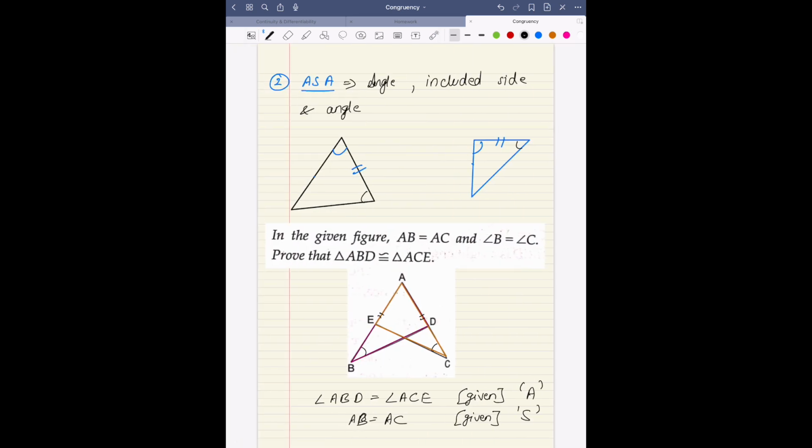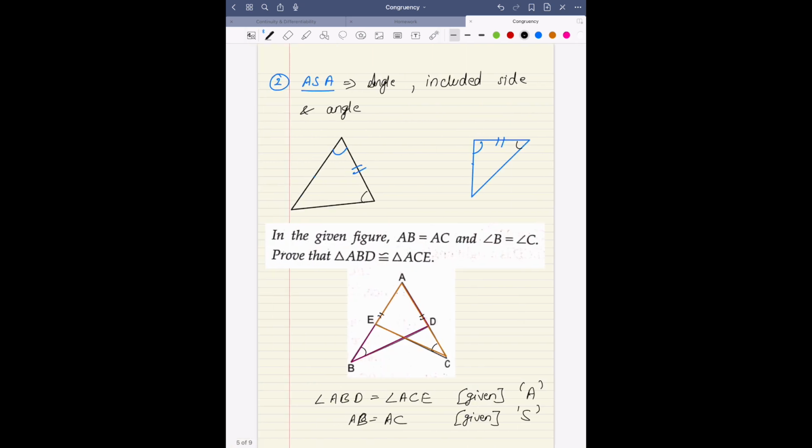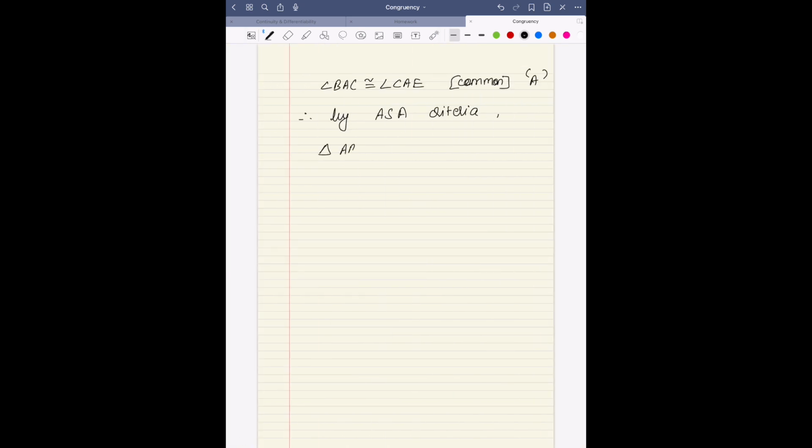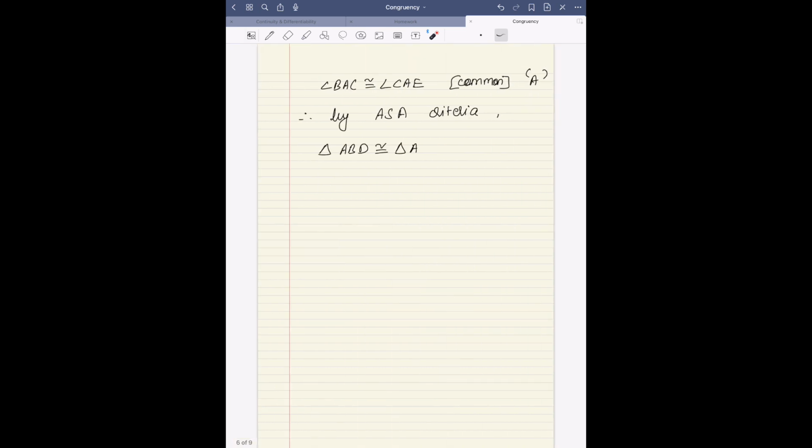Angle included side and angle criteria, triangle ABD is congruent to triangle. A is the common vertex, so first A will come, and you can clearly see that angle B is equals to angle C. It's given here, but you guys check here. Angle B is equals to angle C, so C will come over here, and what is left? E. Put it over there. Is congruent.